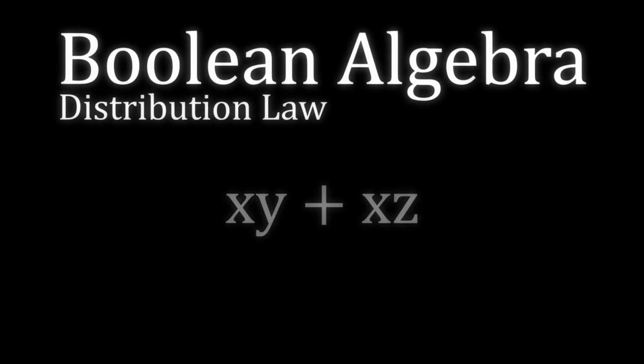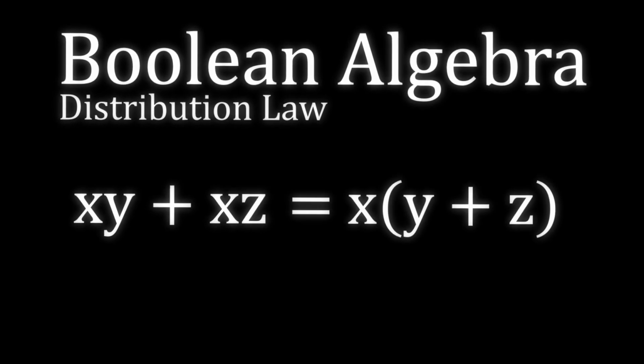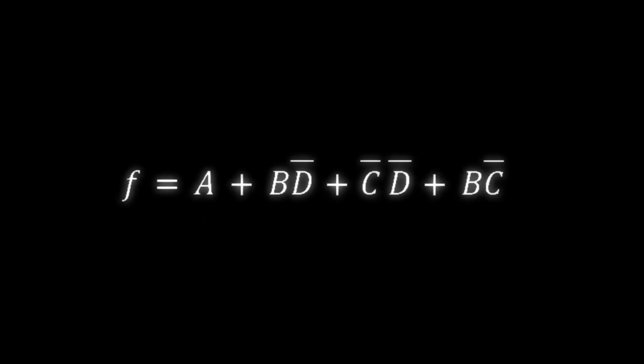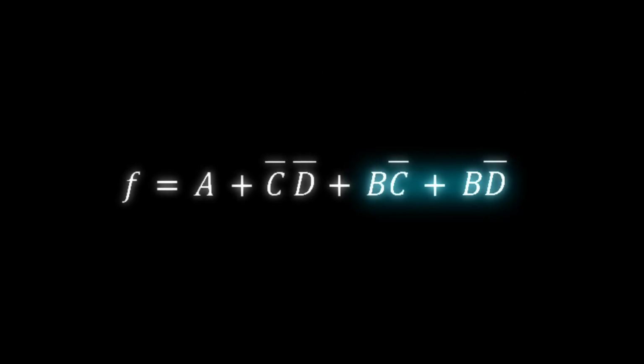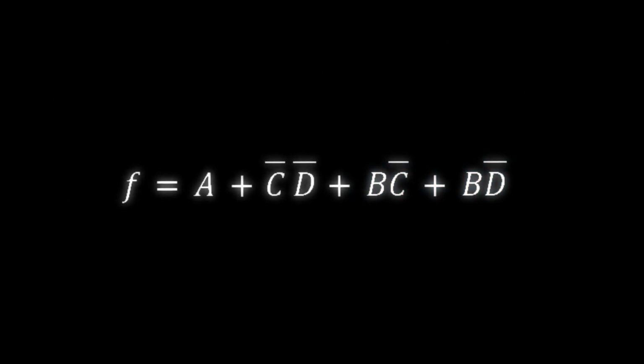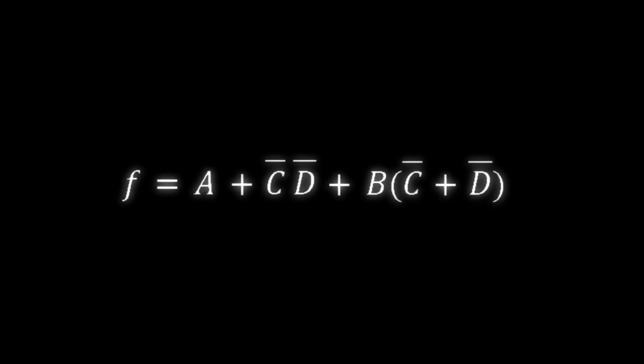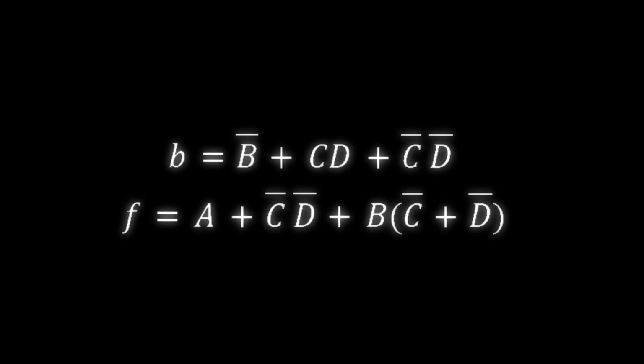In Boolean algebra, there is a rule called the distribution law. Similar to algebra, xy plus xz equals x times (y plus z). So for example, f, b c bar plus b d bar can be represented as b times (c bar plus d bar). To get c bar plus d bar, we can get it from segment B, which has c bar d bar as a condition.